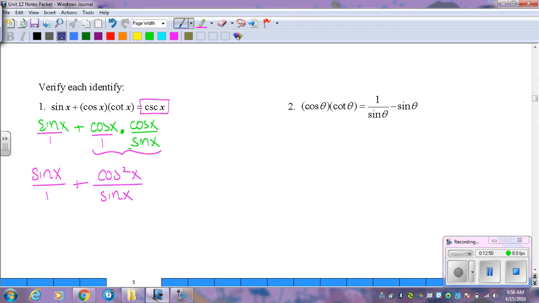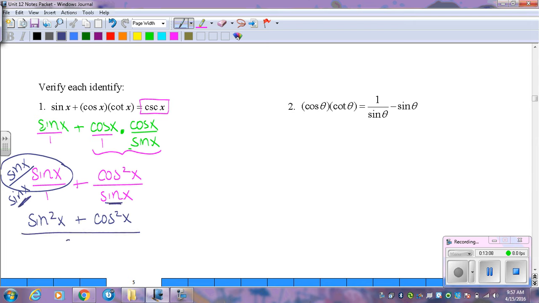Now, if you'll notice, we have two fractions here. They have different denominators, so let's give them a common denominator. So I'm going to multiply by sine x over sine x. Now, what that does here is that gives us a sine squared x, plus we have cosine squared x. I now have a common denominator of sine x.